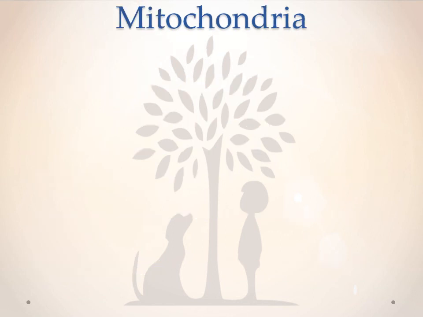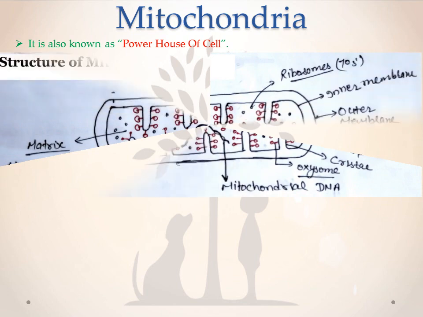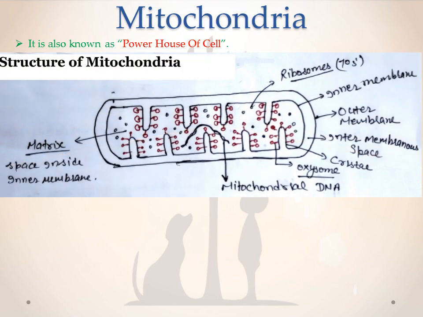Now the next one is mitochondria. It is also known as the powerhouse of the cell. Powerhouse means which provides energy to the cell. This is the structure of the mitochondria. It is made up of a double membrane, that is the outer membrane and the inner membrane. The inner membrane is not smooth but the outer membrane is smooth. It contains ribosomes, that is 70S. The space between these two membranes is known as intermembranous space.